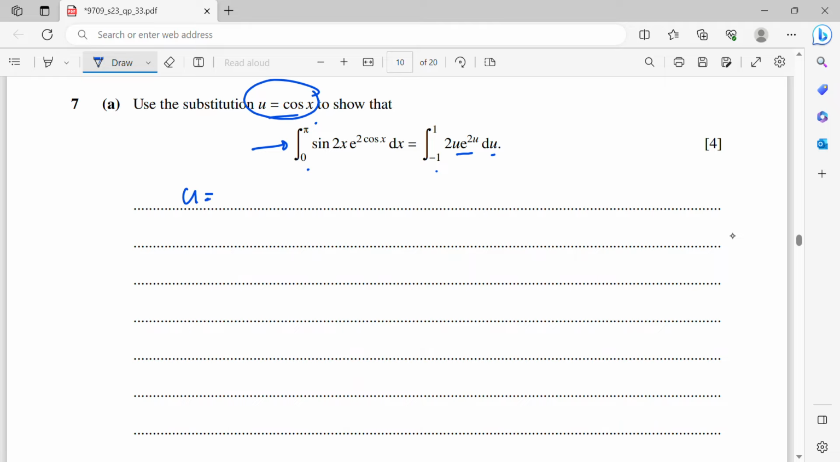Now let u equal cos x first. Firstly, we need to change the dx. So I need to get du over dx, which is minus sine x. Then this sine 2x later can be changed to 2 sine x cos x. That means I am moving this dx to the right side. So negative du is sine x dx.